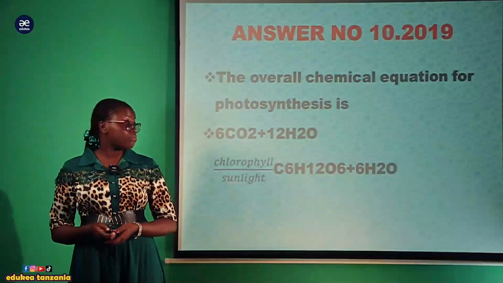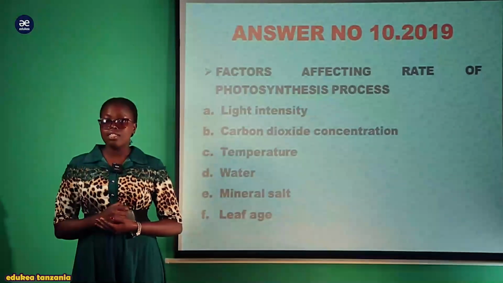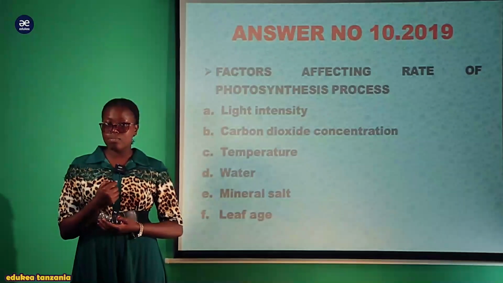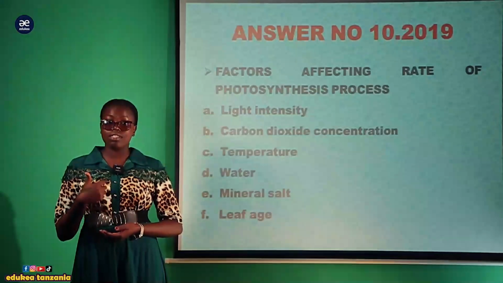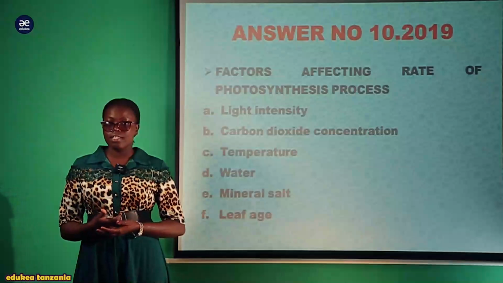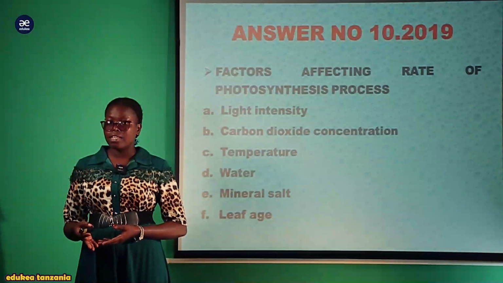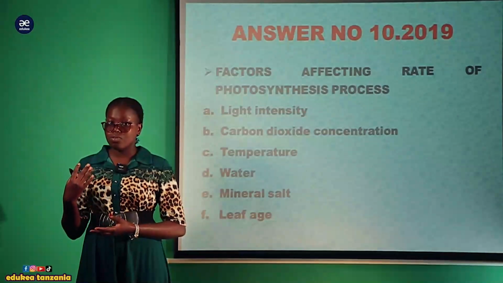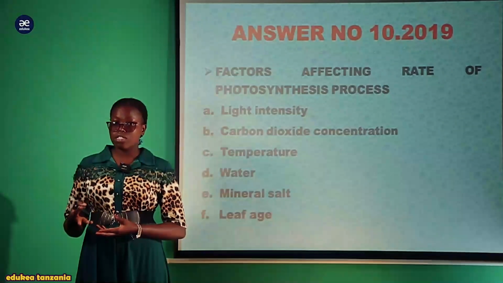So now let us shift back to our question after seeing the whole process of photosynthesis. Let us consider the factors affecting the rate of the photosynthesis process. The first one is light intensity. In order for photosynthesis to take place, there must be sunlight, which is needed for splitting the water molecule to form hydrogen, which can combine with carbon dioxide to form glucose.